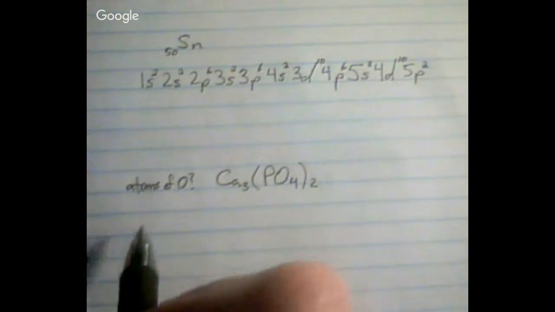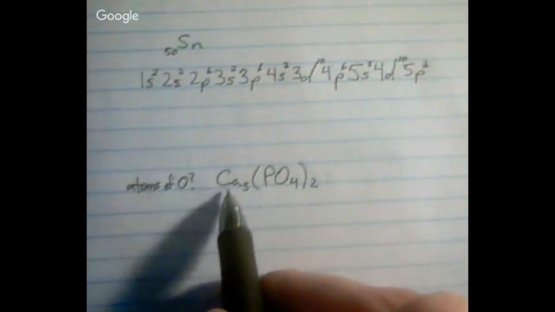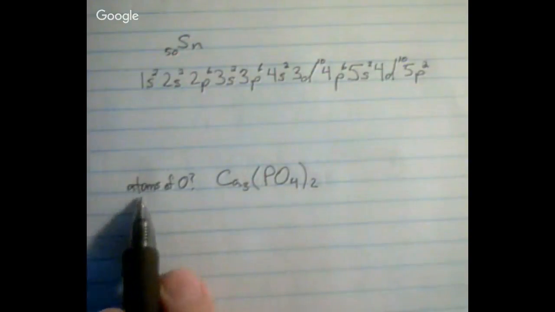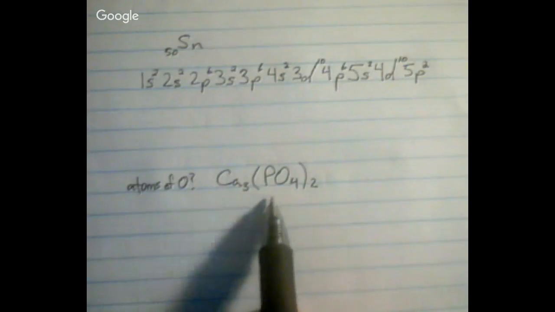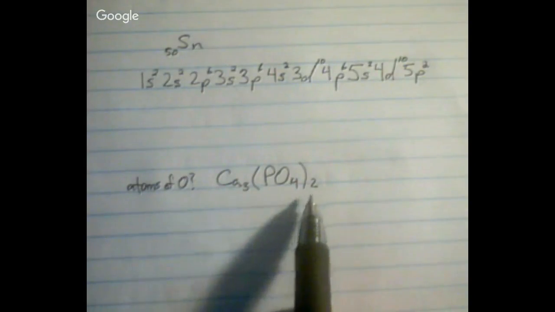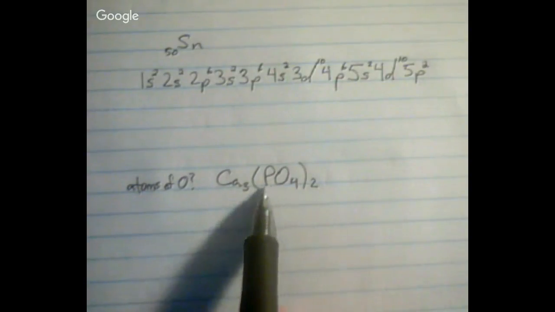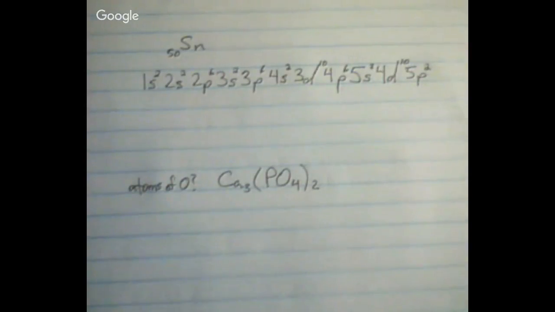Okay. So calcium phosphate. This is calcium phosphate, formula Ca3(PO4)2, with PO4 in parentheses because it's a polyatomic ion and we need multiple of them. We need 2 of them. Okay. How many atoms of oxygen are here? So for calcium phosphate, this is the only formula we get. It's an ionic compound. It's made of charges. Calcium has a positive 2 charge. Phosphate has a negative 3 charge. So that's how we get that formula.